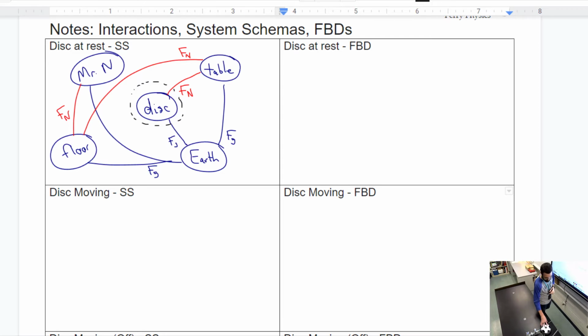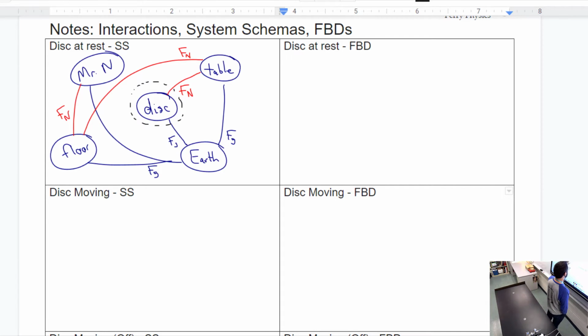Now that first picture was a picture of the disk just sitting there on the table. So I haven't touched it yet. So right now that's all the stuff that we have. Now the disk is at rest, so now we have the free body diagram. So that's the system schema.